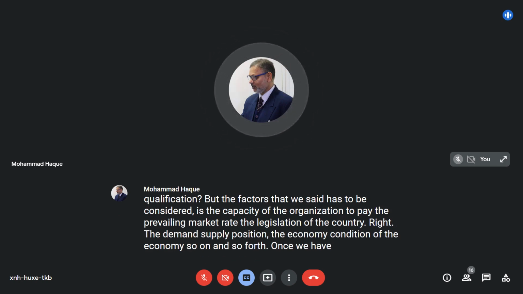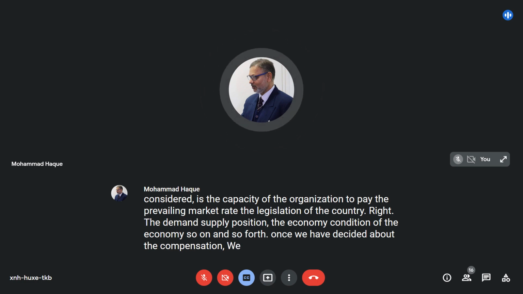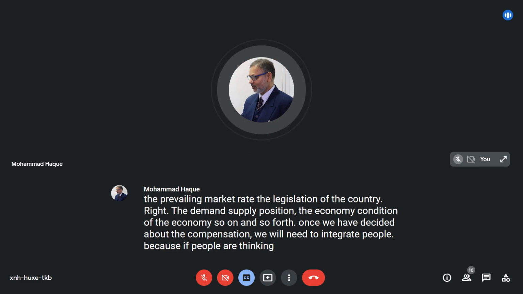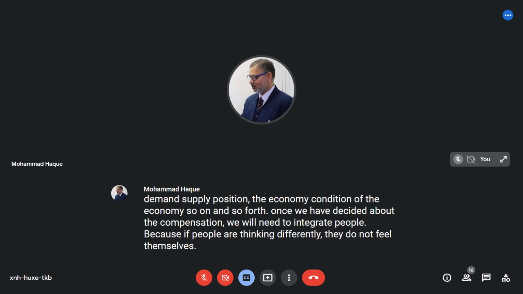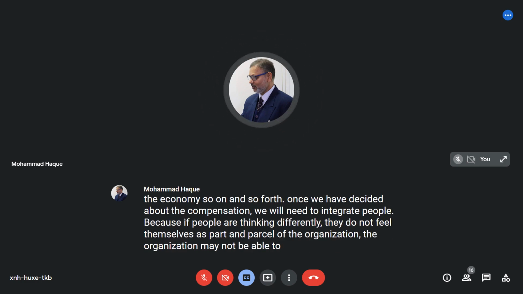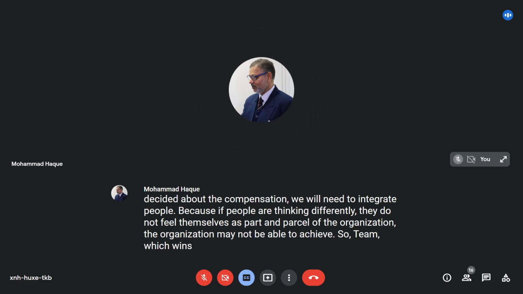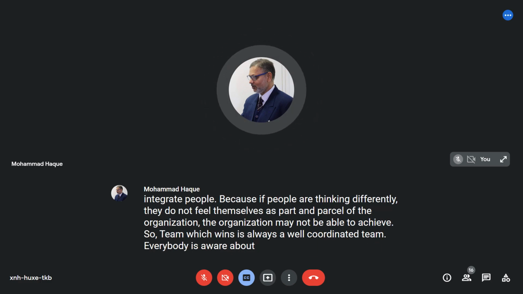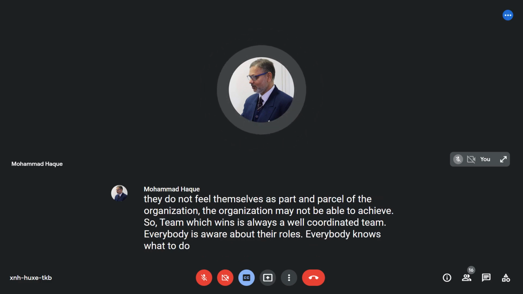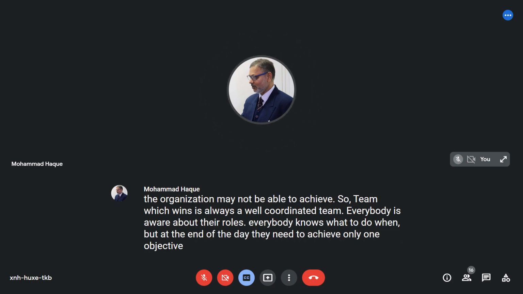Once we have decided about the compensation, we will need to integrate people. Because if people are thinking differently, they do not feel themselves part and parcel of the organization and may not be able to achieve. So a team which wins is always a well-coordinated team. Everybody is aware of their roles. Everybody knows what to do when. But at the end of the day, they need to achieve only one objective, that is the organizational objective.